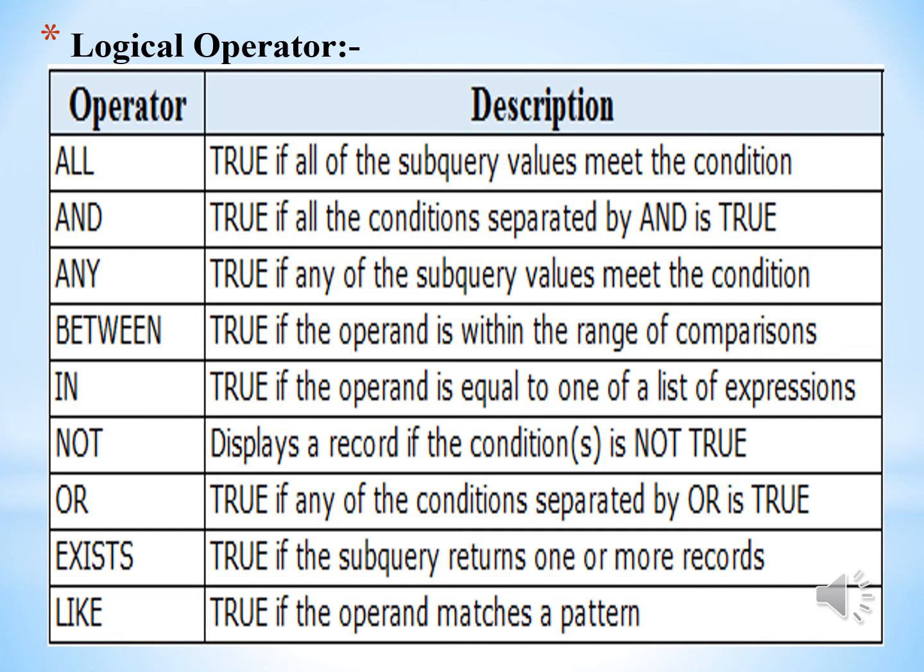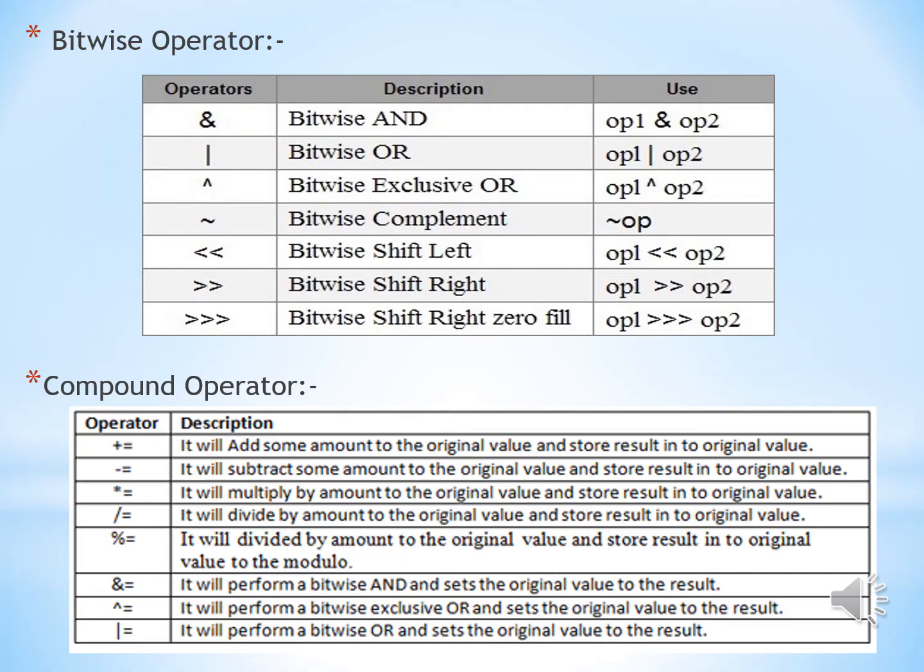Next, the bitwise and compound operators. I will explain in the next lines. Next is the bitwise operator: AND.